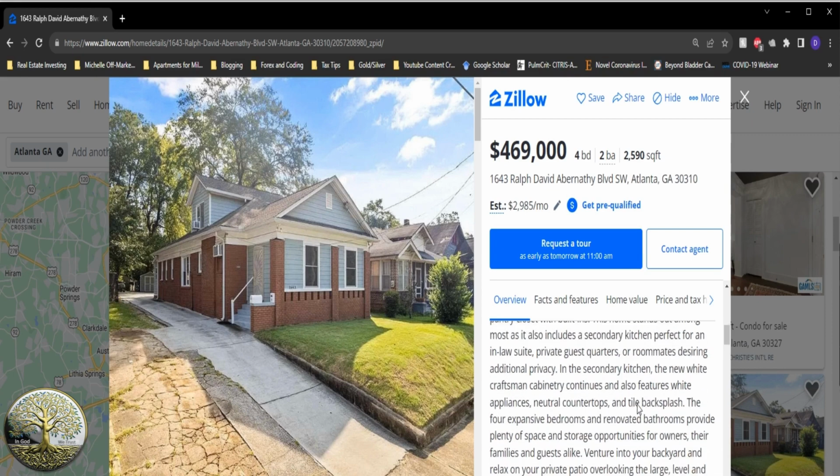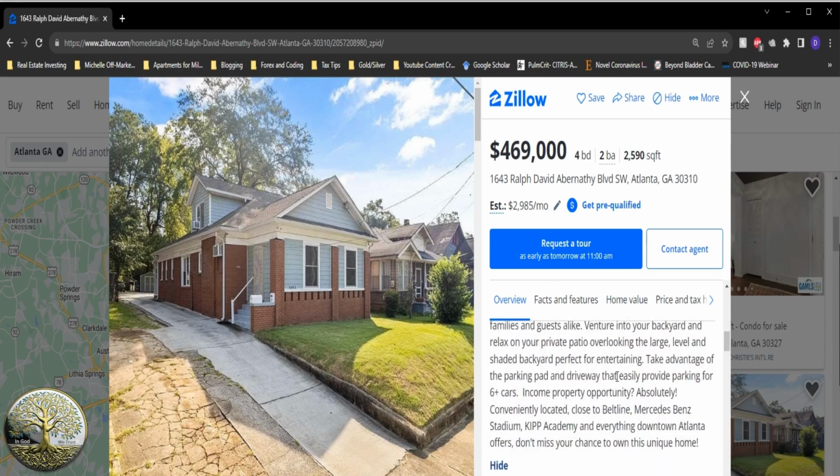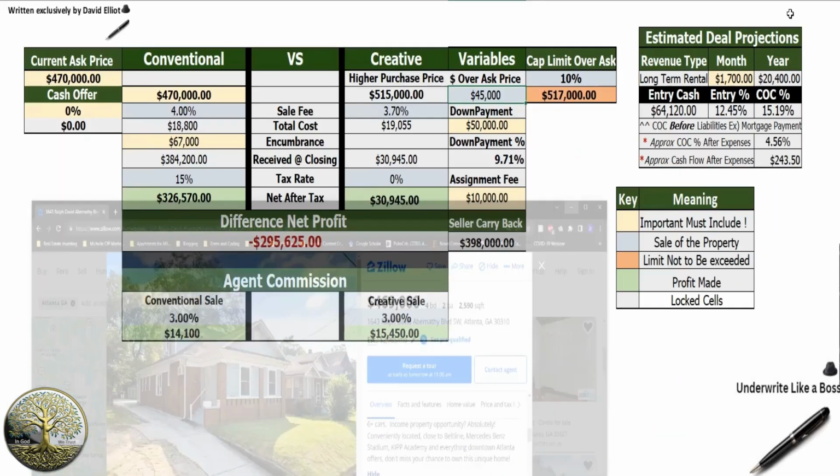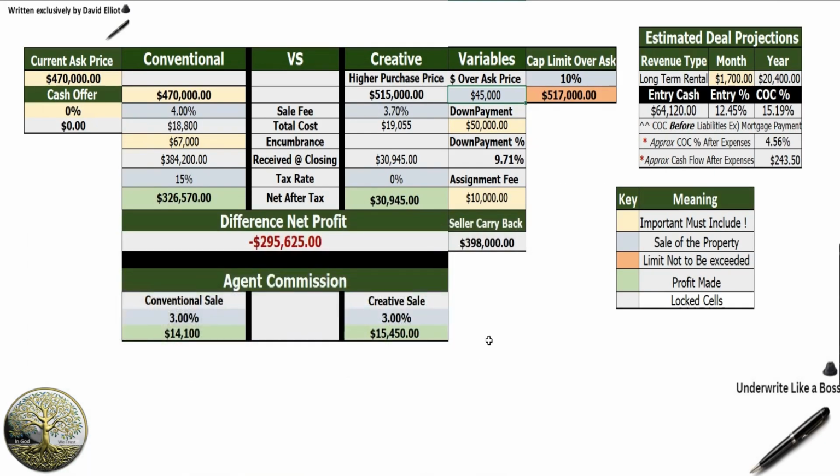Otherwise, I would avoid this particular property specification completely and not waste time with a full underwriting, knowing that you can calculate everything that you need in 60 seconds or less, and you can move on to a better deal.